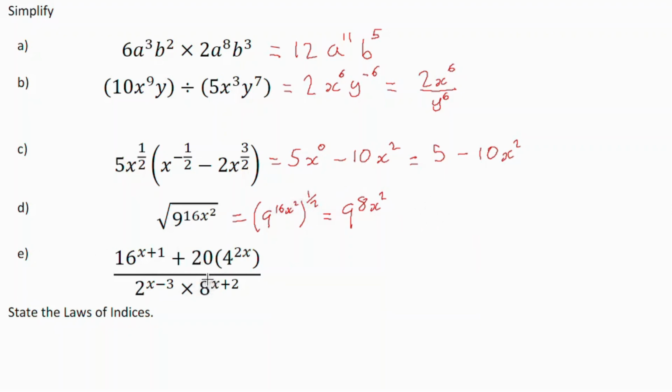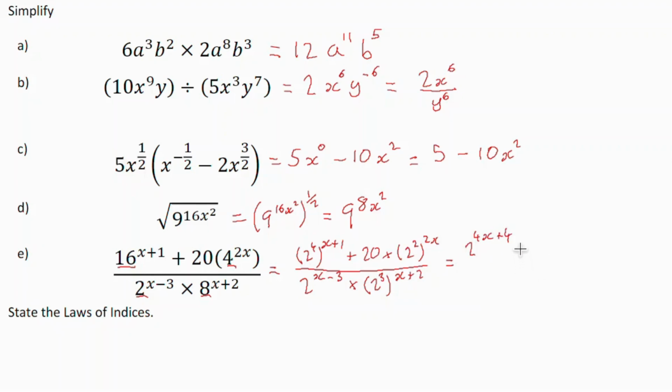And this final one is a little bit more involved. And what we notice is that these numbers, 16, 4, 2 and 8, are all powers of 2. So the first thing we're going to do is write them as powers of 2. So 2 to the power of 4 is the power of x plus 1, plus 20 times 2 squared to the power of 2x over, well, nothing changing here, 2 to the x minus 3 times, and 8 is 2 cubed to the x plus 2.